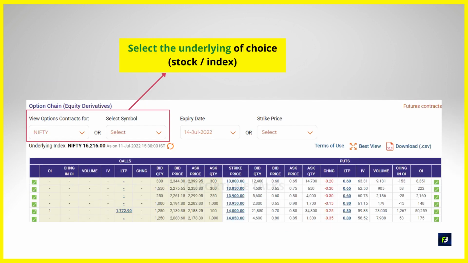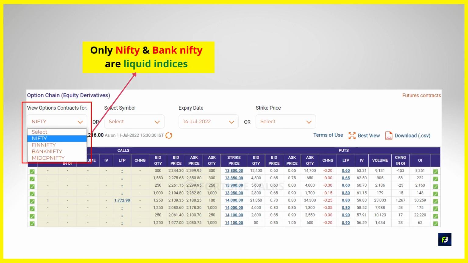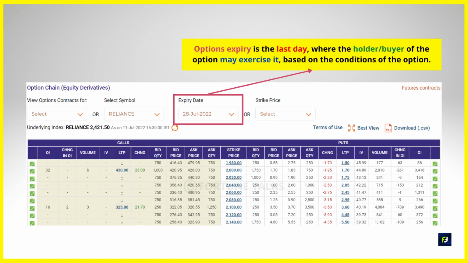So in the option chain, you have the option to select the desired underlying. It can be a particular stock or an index. Now in the indices section, there are 4 available options to choose from, of which only Nifty and Bank Nifty have ample liquidity. Next, you will get the option to select the expiry date.